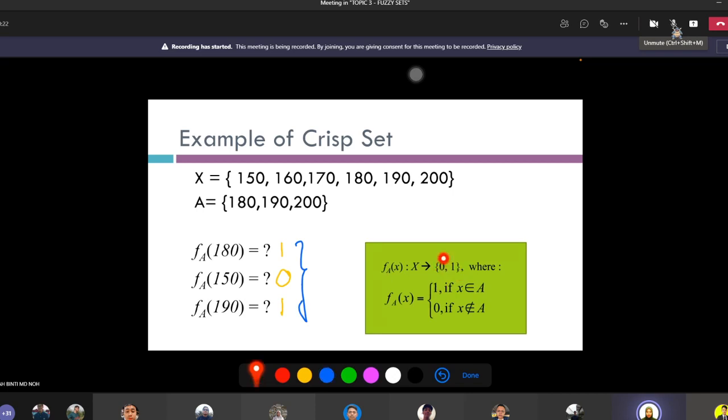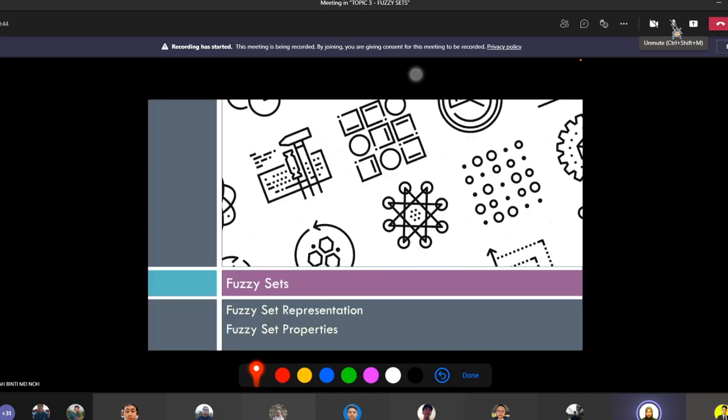Maknanya this is an element either 0 or 1. Value untuk x, when x punya universe of discourse. And then kalau x tu an element of A, so kita kata dia punya degree of membership 1. 0 if it's not an element of A. So this is crisp. Dia tak ada fuzzy. So kita tengok kalau fuzzy tu macam mana.